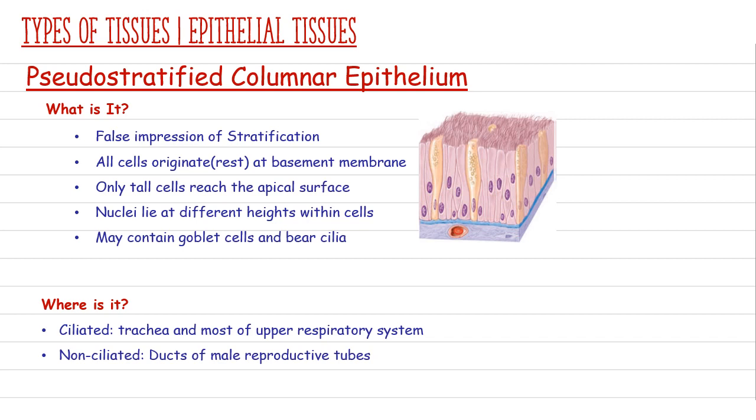Where are they from? The ciliated ones, meaning the ones that have cilia, we find lining the trachea and most parts of the upper respiratory system. They help in the movement of substances along the respiratory tract. The next is the non-ciliated ones. You will usually find them lining the ducts of the male reproductive tube. That's simple and easy to understand. Let's move on now.